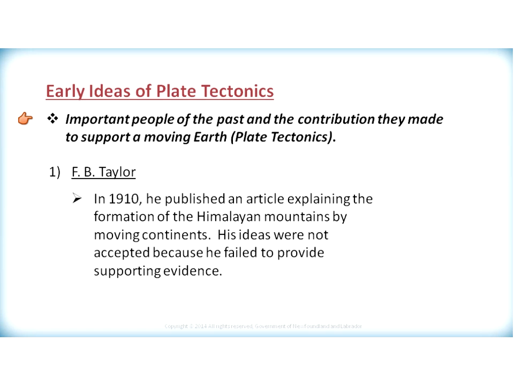One of the first scientists to make major contributions to a mobile Earth was a scientist named F.B. Taylor. In 1910, he published an article explaining the formation of the Himalayan mountains by moving continents. His ideas were not accepted because he failed to provide supporting evidence. He failed to provide evidence to support why the actual continents move. And a lot of the earlier scientists, this is the one thing that they lacked to explain, was why actual continents move.